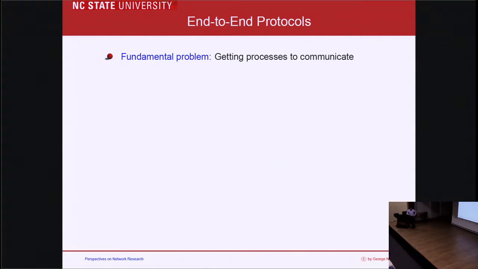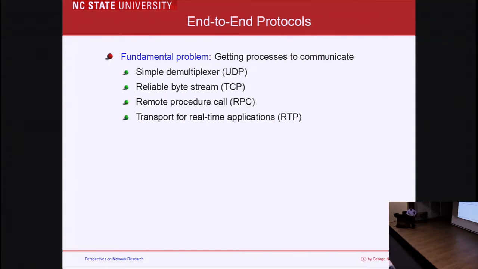Another problem. So we solved the connectivity. Now you have to get processes to communicate. So you have protocols like UDP, TCP, remote procedure call, transport for real-time applications, the real-time protocol, and so on. Okay? So what's next? What happens when you have all these transport protocols? You have a lot of diversity, okay? That makes the internet heterogeneous.